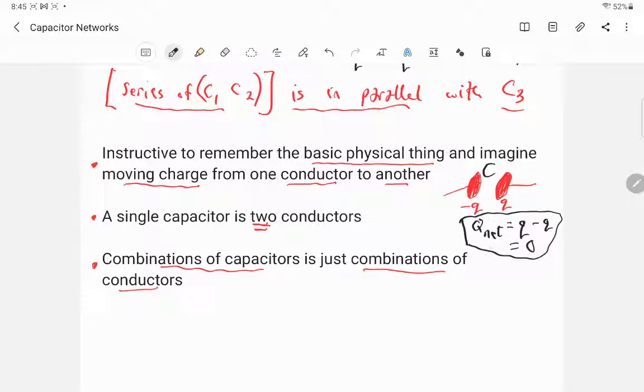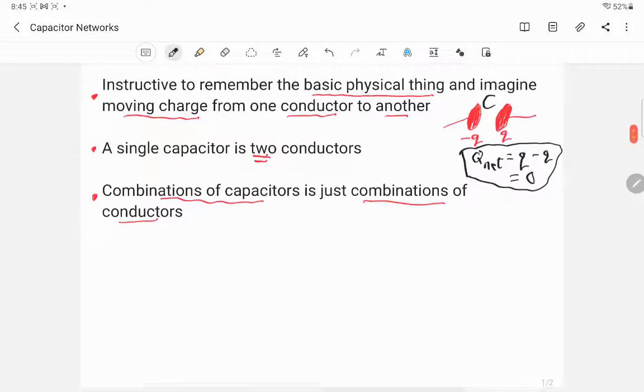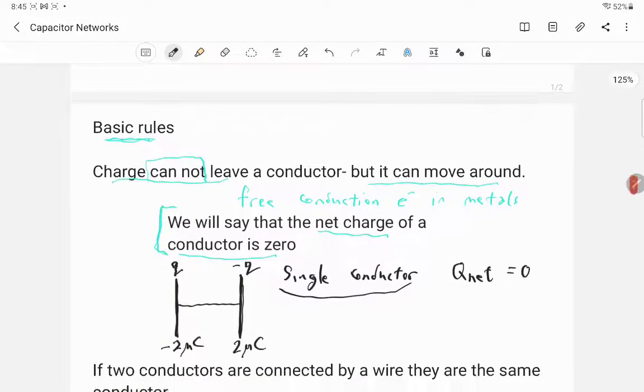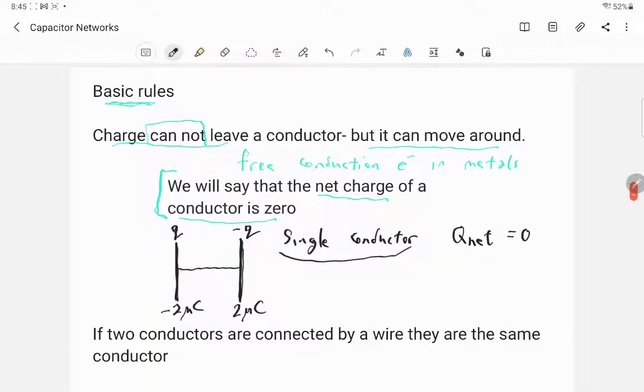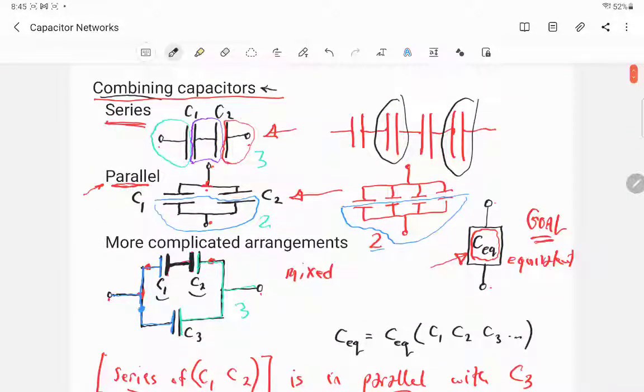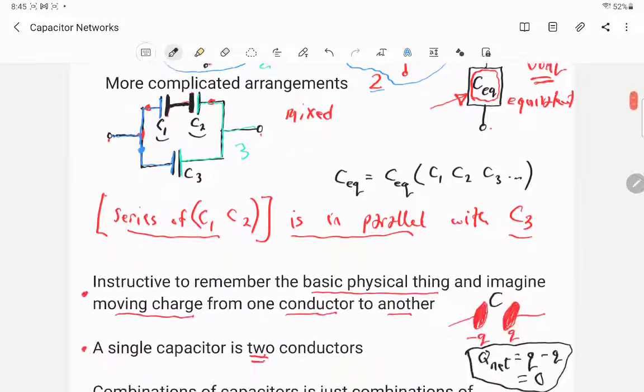So you're going to see cases where we consider the net charge of a capacitor being 0. And do you see that this is 2 separate conductors? And we're going to talk about the case where a single conductor has net charge equal to 0. And both of those rules are going to be true at the same time. Because remember that this H-shaped piece of conductor is actually part of 2 separate capacitors.